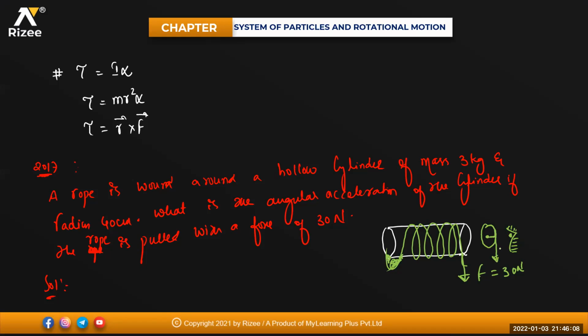This is your radius. This force into perpendicular distance will form what? Torque, isn't it? So tau will be equal to I into alpha. Torque will be equal to force into perpendicular distance, Fr sine 90, because this is the force, this is the radius r, and the angle between them is 90. Sine 90 is nothing but 1. For the hollow cylinder, the moment of inertia is like a ring, mr square, into alpha, isn't it? So force is 30, into radius 40.